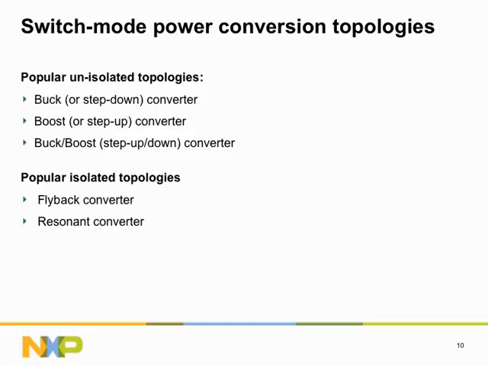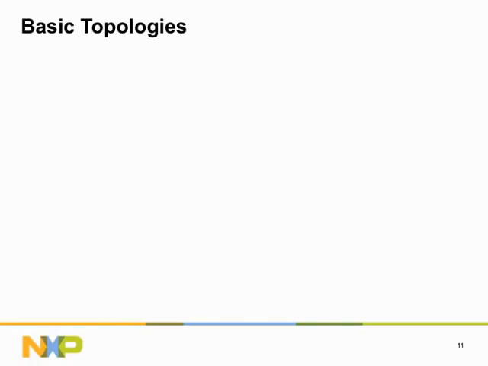Unisolated SMPS circuits do not implement a galvanic isolation between the AC mains and the output voltage or current. For that reason, the output of an unisolated SMPS is not touch-safe. And the same is true for the application that receives its power from the unisolated SMPS. Isolated SMPS circuits do implement the galvanic isolation. Therefore, the output of such a converter is touch-safe, and so is the application that is hooked up to the isolated SMPS.